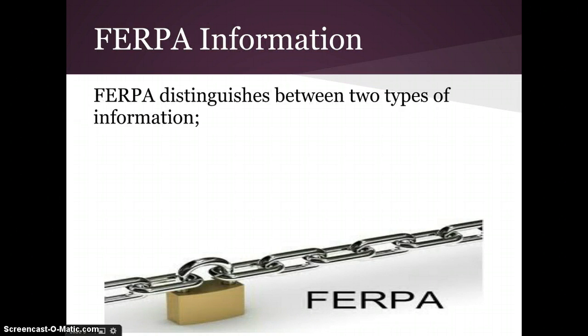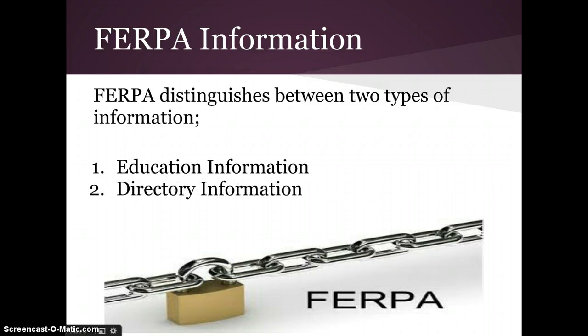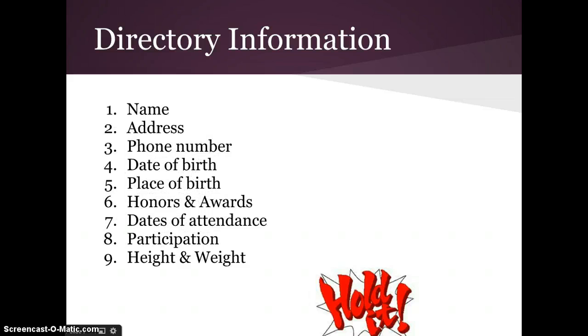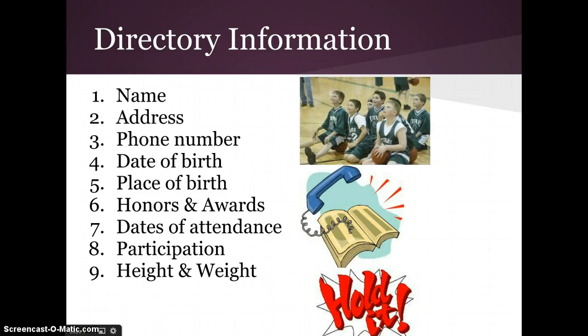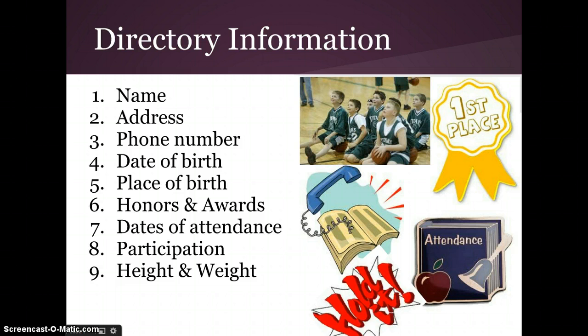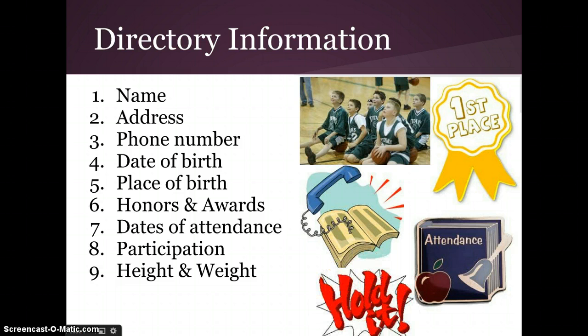FERPA distinguishes between two types of information: the education information and directory information. Directory information is information that could be published in a team roster or a school directory unless parents otherwise object. The only types of information are listed on this slide.